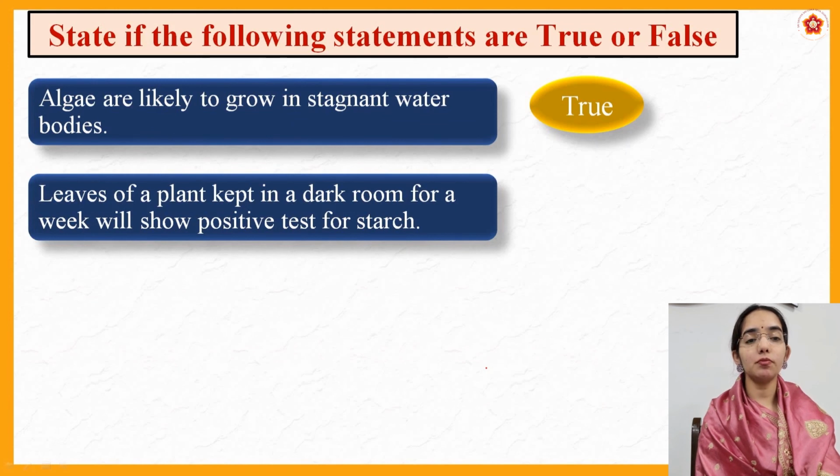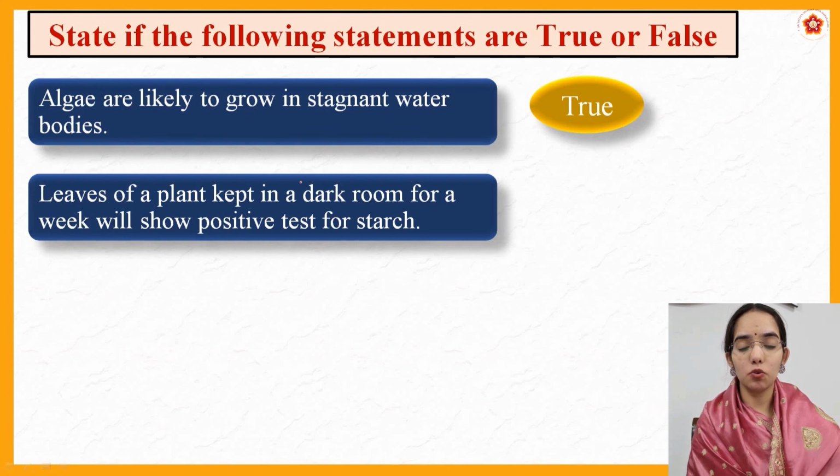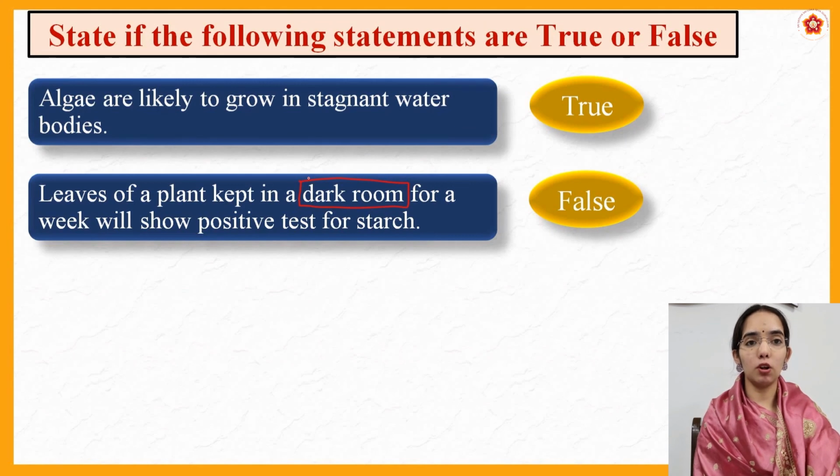The second statement is, leaves of a plant kept in dark room for a week will show positive test for starch. So students, we know that sunlight is essential for photosynthesis. So if now the plant is kept in a dark room, which means no sunlight. No sunlight means no photosynthesis. No photosynthesis means no glucose will be formed. If no glucose is formed, starch will not be formed. So the iodine test should be negative. But what is written over here? It will show positive test for starch. So this statement is wrong. It's false.